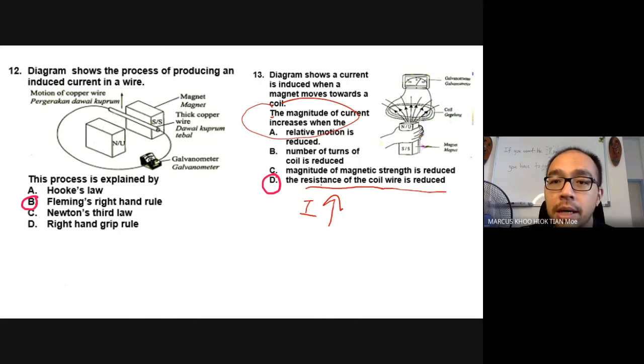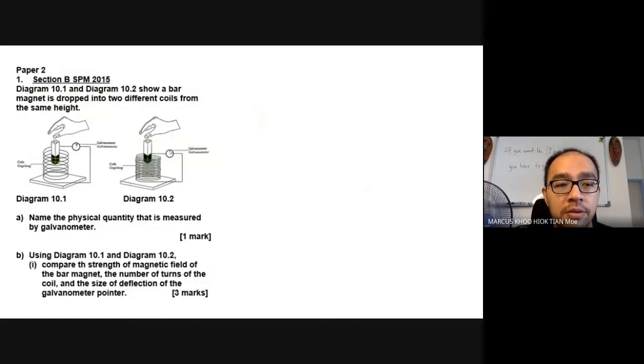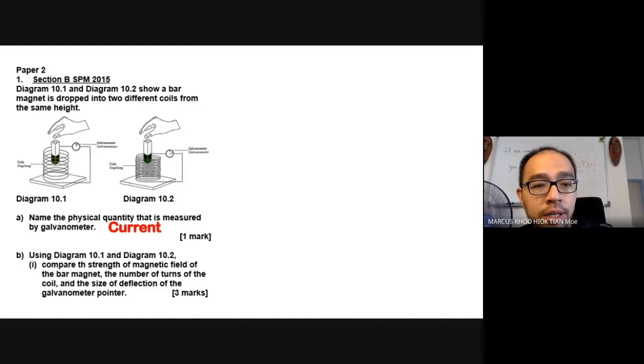Okay, all right. Let's move on to the paper two questions. Let's see if we can answer as much as we can. Who's after Lewis? Melanie, name the physical quantity that is measured by the galvanometer. Current. Okay, it's current. All right, very good. Okay, let's have one person do all this. Compare all three. After Melanie is Michelle.